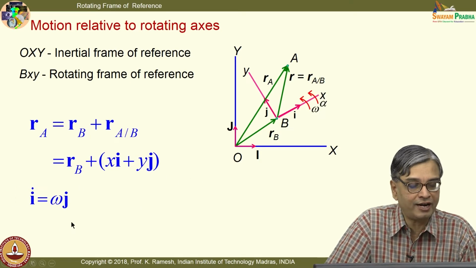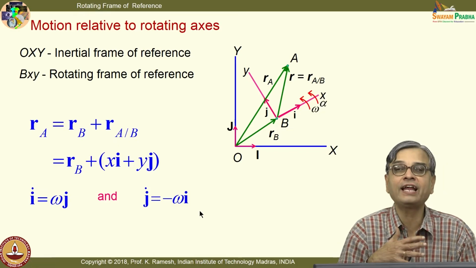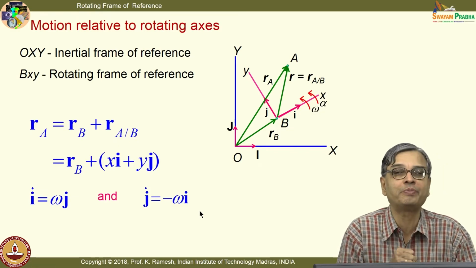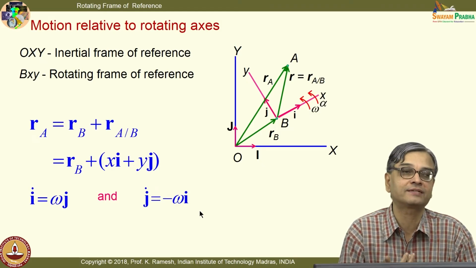And we have i dot equal to omega j and j dot equal to minus omega i. I can also write these quantities in a much more convenient fashion, and it is also very easy to remember.